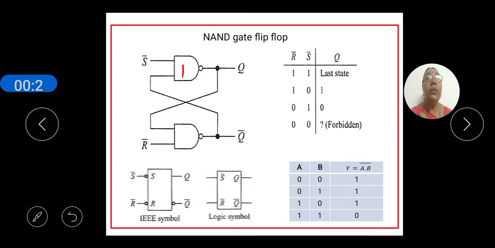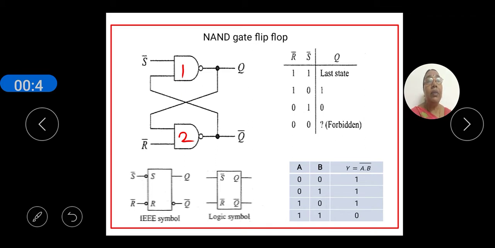The input to the first NAND gate is S bar and the input to the second NAND gate is R bar. The output of the first NAND gate is Q and the output of the second NAND gate is Q bar. Q bar is connected to the first NAND gate and Q is connected to the second NAND gate.